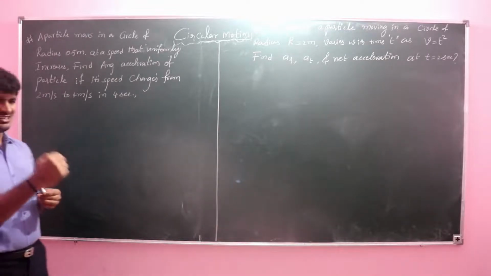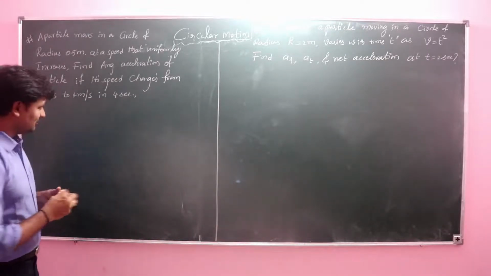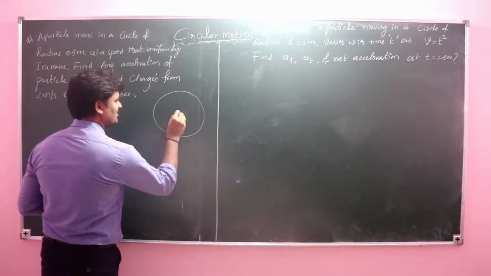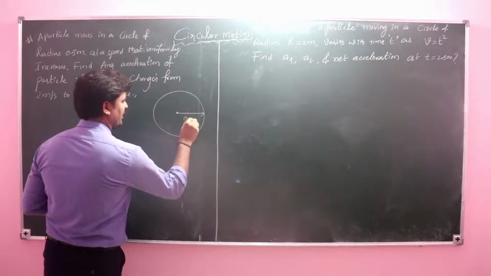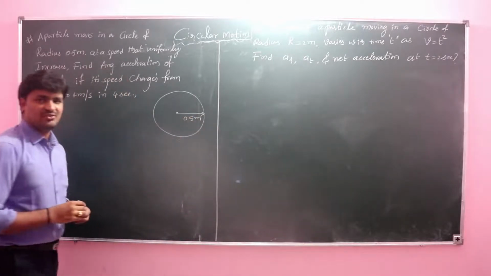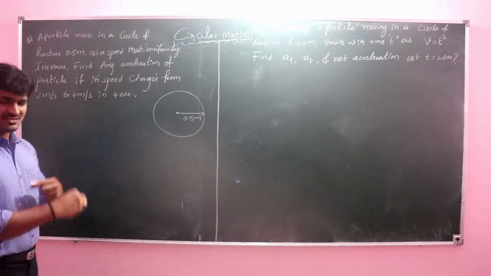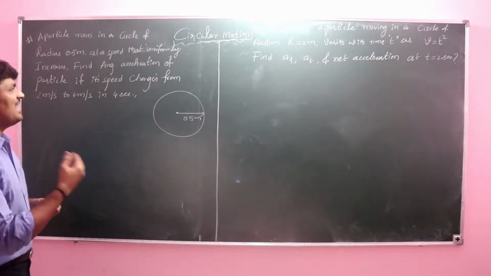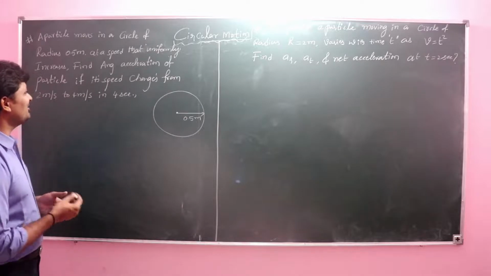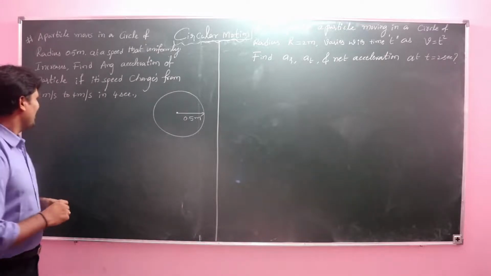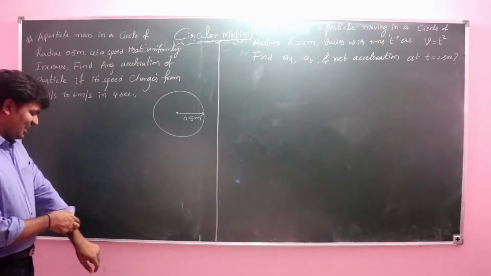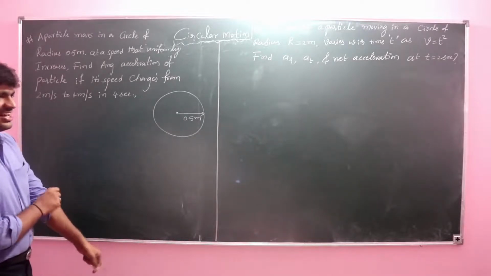So what is given? Here the particle is moving in a circular path. The radius of the circular path is given as 0.5 meters. And the speed is gradually increasing. They are asking about the acceleration. Which acceleration? Angular acceleration. But indirectly they are giving the tangential acceleration. Let's see what the tangential acceleration is.